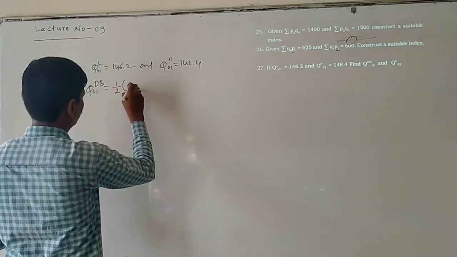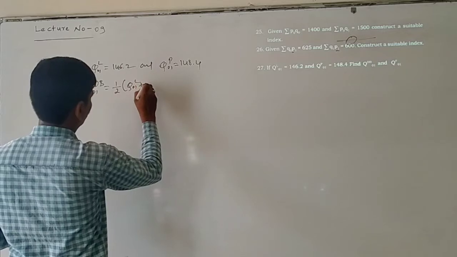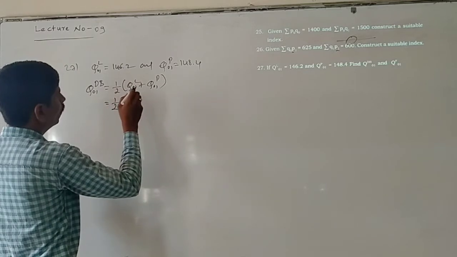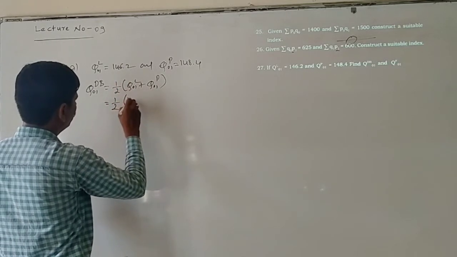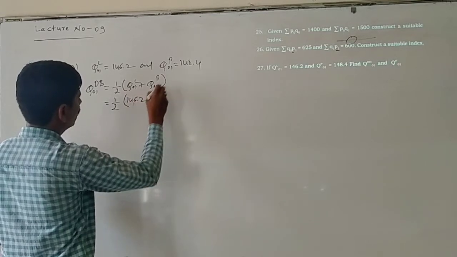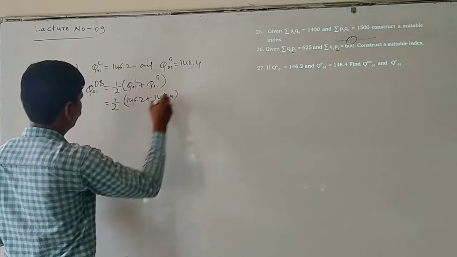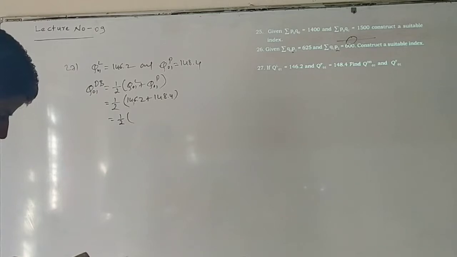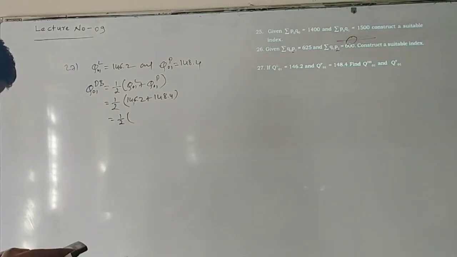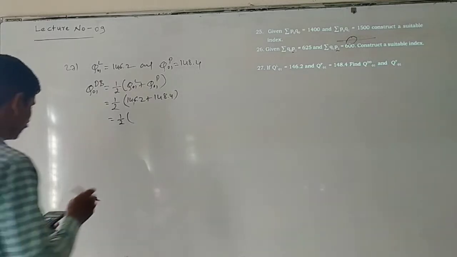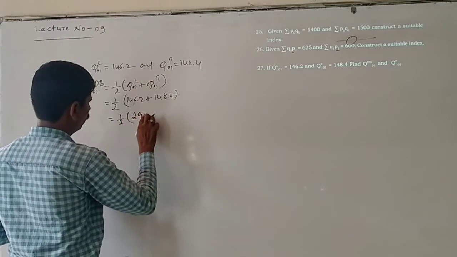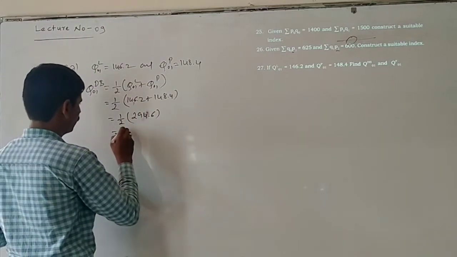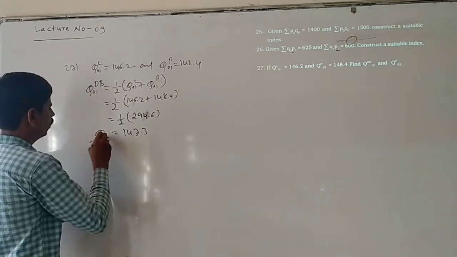Q01L plus Q01P. Substitute the values: 1/2 into Q01L is 146.2 plus Q01P is 148.4. 146.2 plus 148.4 is 294.6. 294.6 divided by 2, then you get 147.3. The answer is 147.3. Q01 DB equals 147.3.